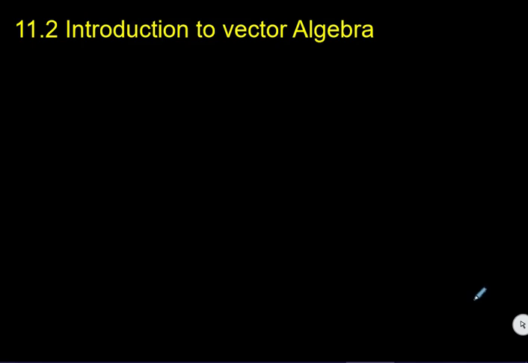Hello, we are going to look at 11.2, Introduction to Vector Algebra. So let's suppose we have a vector that looks something like this. We'll call this vector v, right? Good. So if that's vector v, then starting at the origin here, where this is O, right?